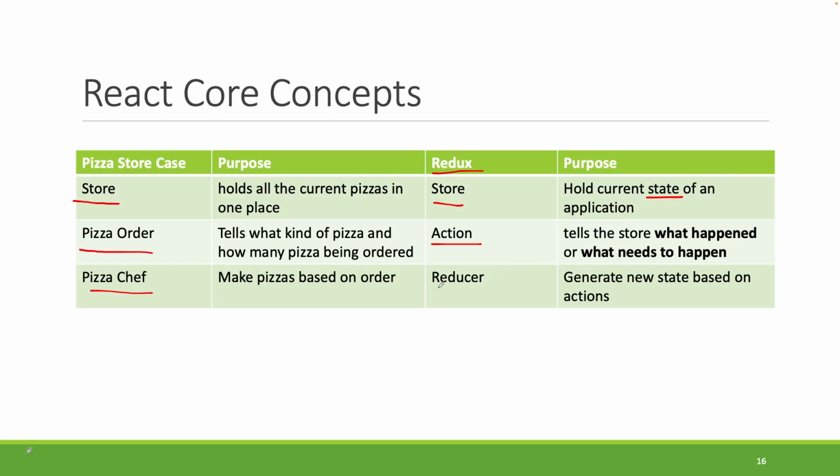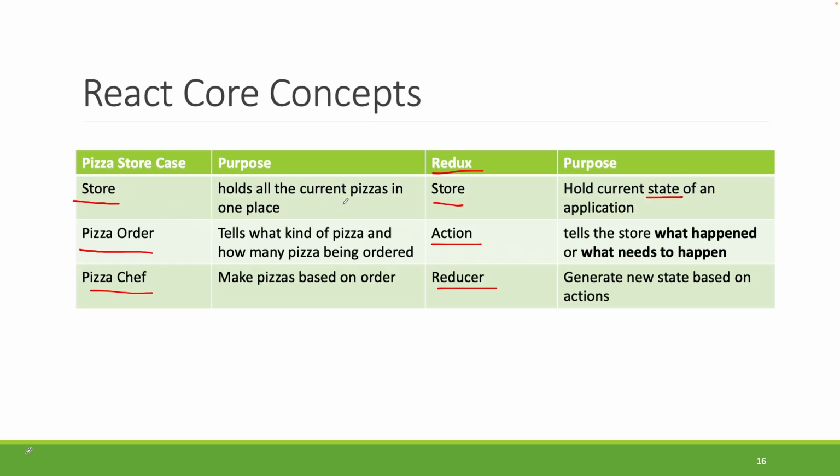And then we have the reducer. The reducer generates the state based on the actions. Here it is like a pizza chef who will make a pizza based on the order. The reducer is a function that will generate the new state based on the action, or what you want to do. Based on the action you give to me, I will give you a new state. Okay, that is the comparison.